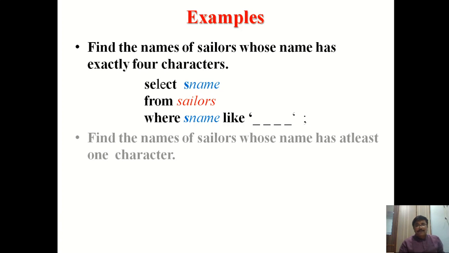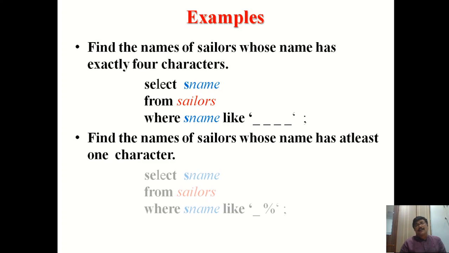The next one, find the names of Sailors whose name has at least 1 character. At least 1 character means 1 underscore followed by percent. Any name that has at least 1 character. That's why first we need to represent an underscore, and after that it may or may not have characters. That's why we write percent, because underscore represents 1 character, and percent represents 0 or more characters.